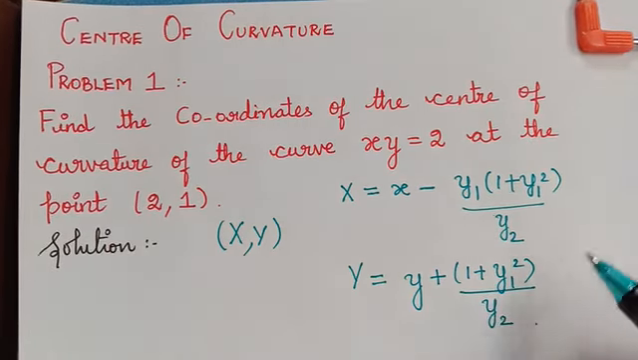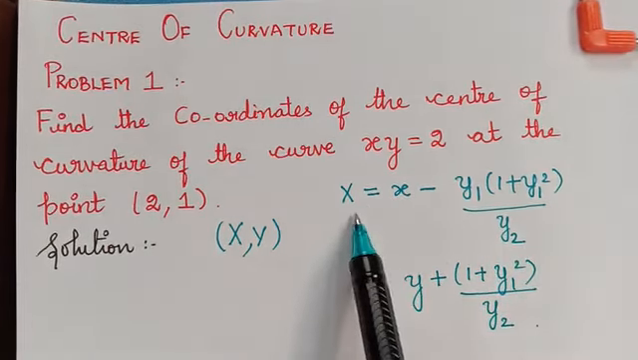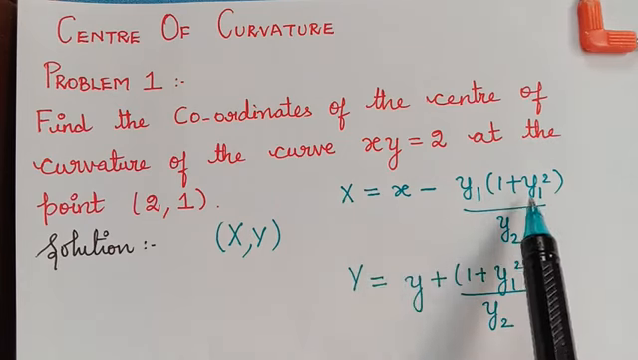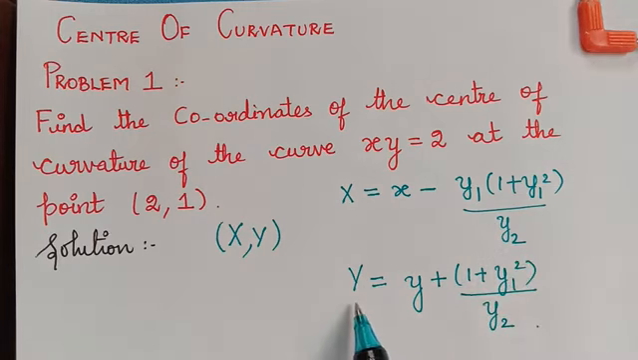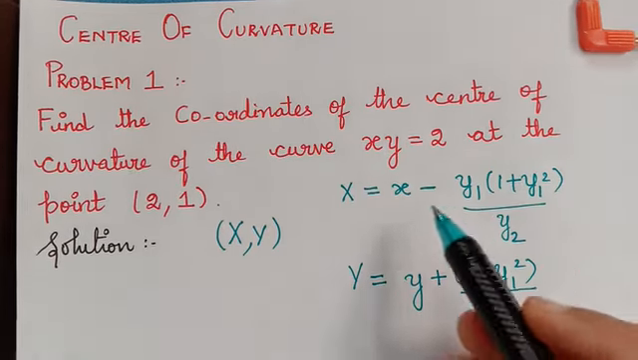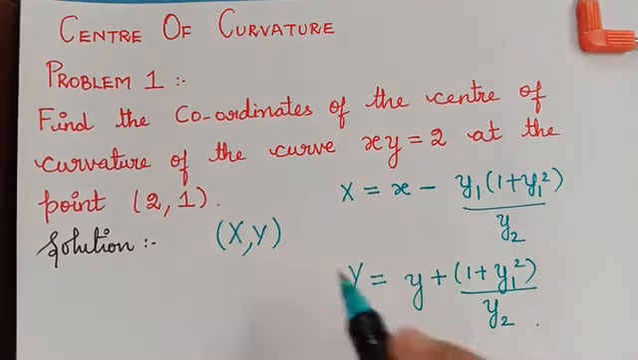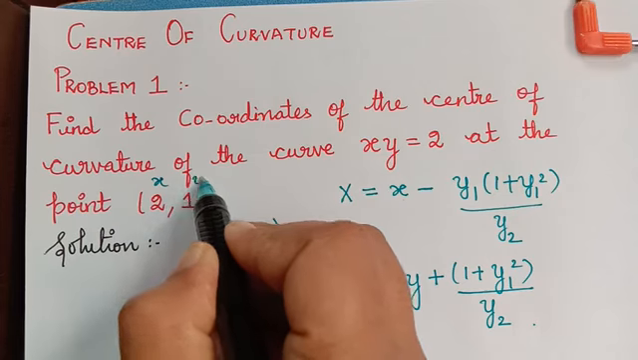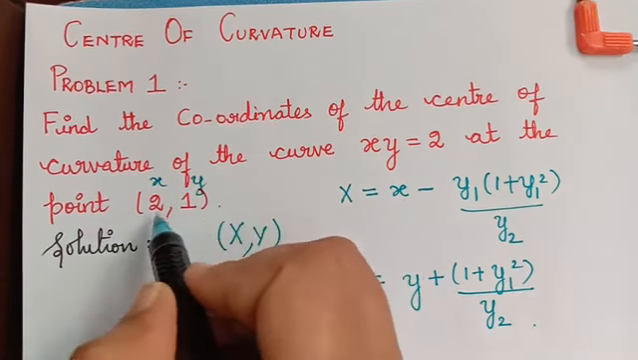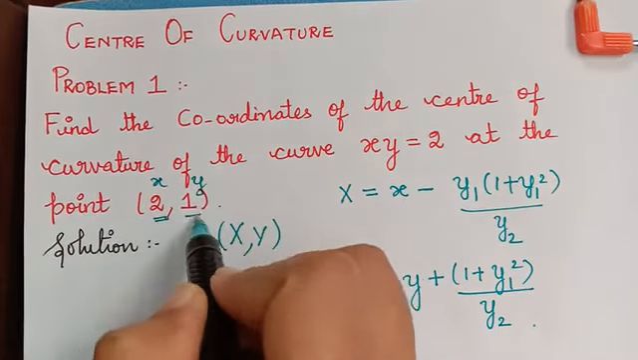And the y coordinate is given by capital Y equal to small y plus (1 plus y1 square) divided by y2. So we have to remember that capital X is x minus y1 multiplied by (1 plus y1 square) divided by y2, and capital Y is equal to small y plus (1 plus y1 square) divided by y2, where this is small x and this is small y, the point.